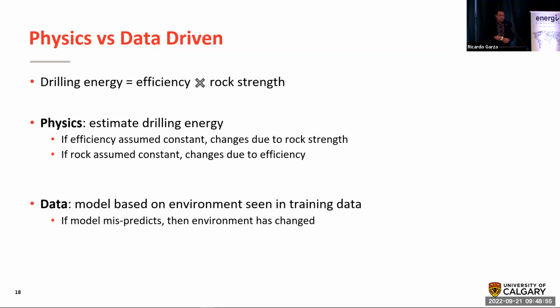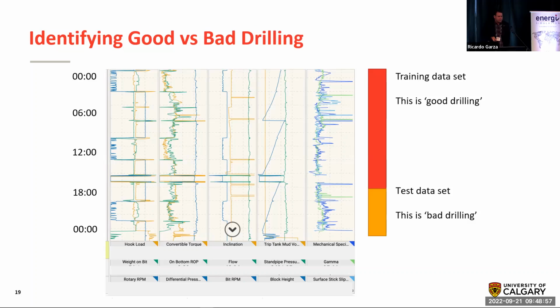But let's take an example. Here's some drilling data over the course of about 24 hours. If you look at it, the top half of this drilling data set is good drilling. So it's nice, consistent, nothing really interesting is happening. And the reason why we can say that is if you look on that far right track, that is mechanical specific energy. So that's the amount of energy being put into drilling. It's noisy, but it's trending consistently.